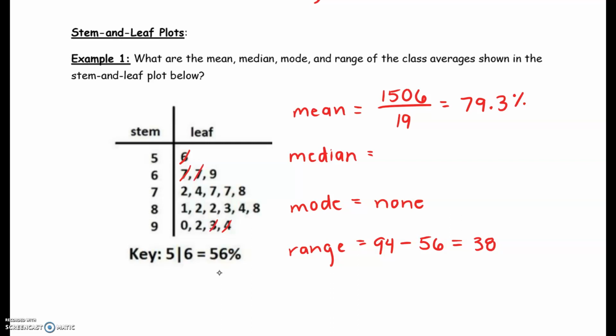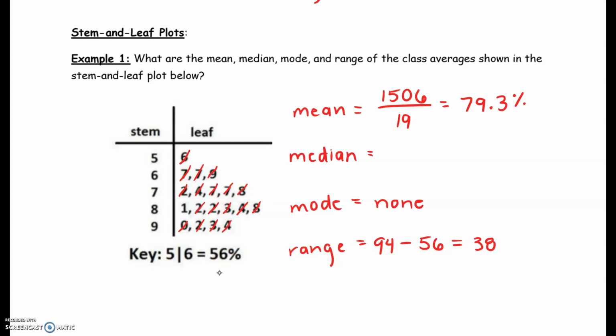Lowest and highest. You just have to be careful to make sure you're crossing off the correct numbers. And you'll continue to cross off your highest and your lowest values until you come down to the middle.